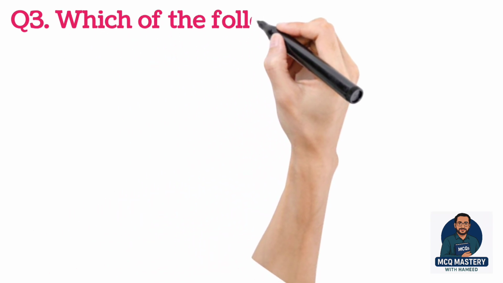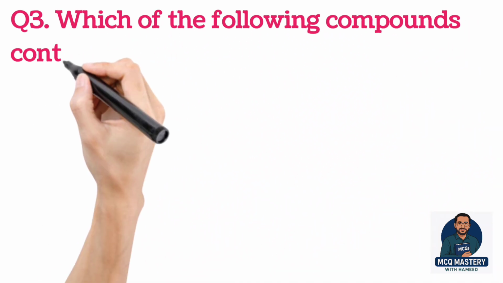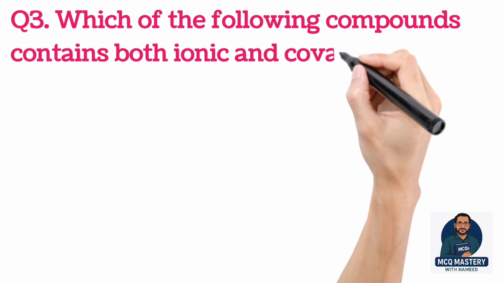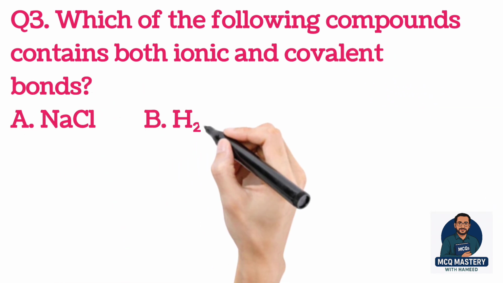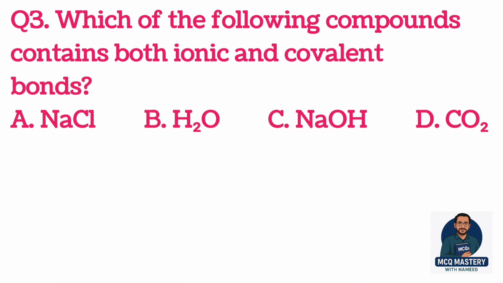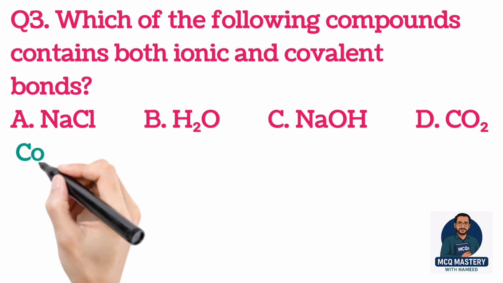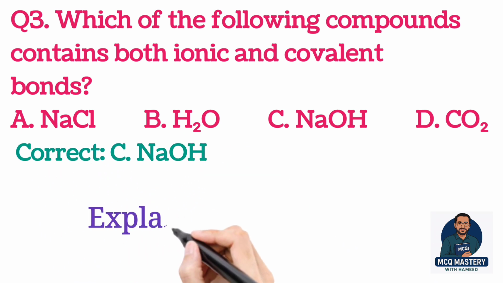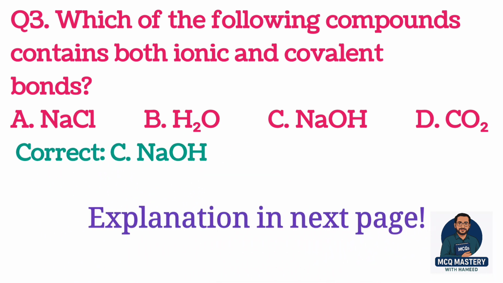Question 3. Which of the following compounds contains both ionic and covalent bonds? Option C, NaOH. Explanation in the next page.